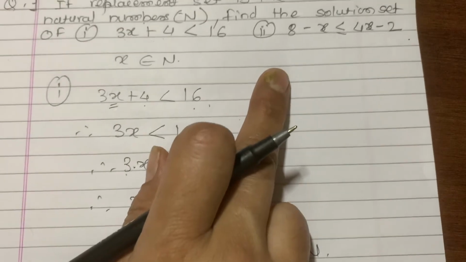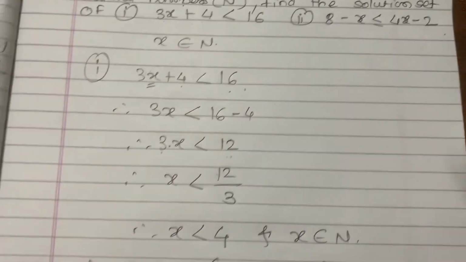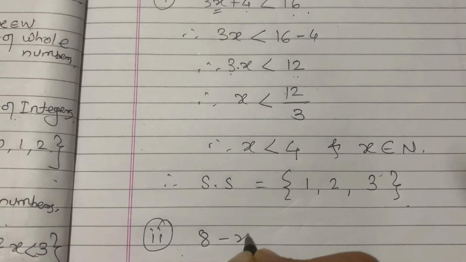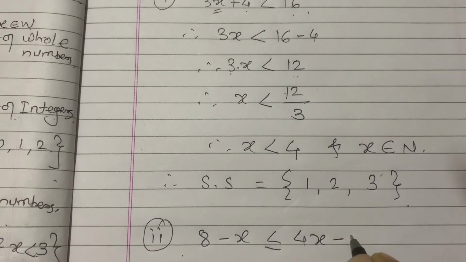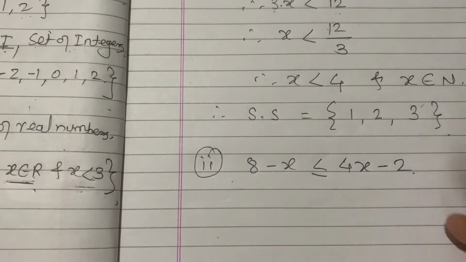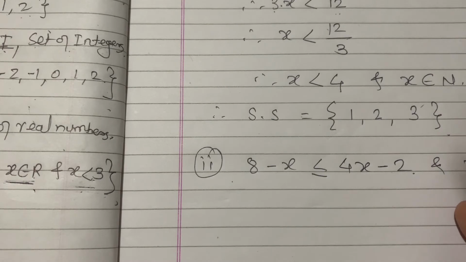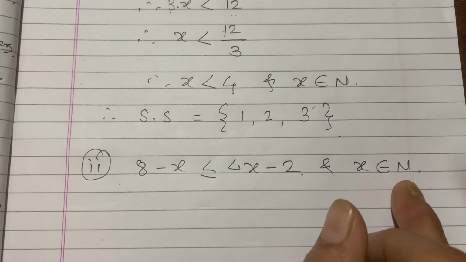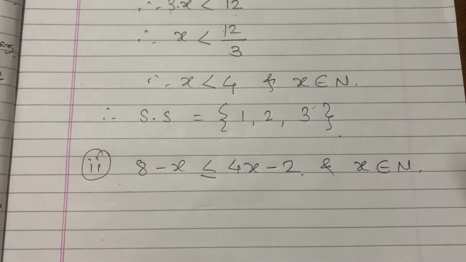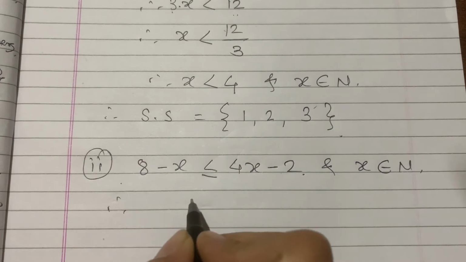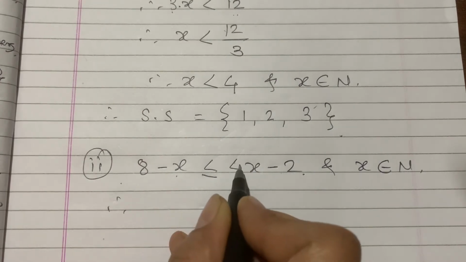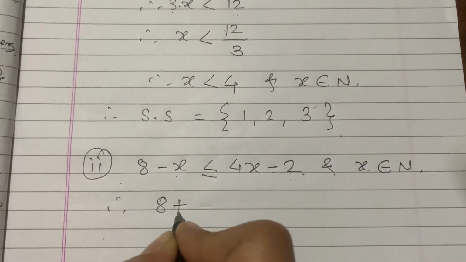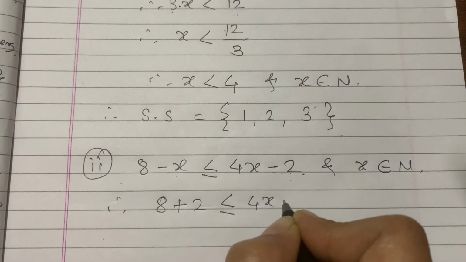Now the second example, 8 minus x should be less than or equal to 4x minus 2. We have to solve this and x belongs to natural numbers. The replacement set is the set of natural numbers. Then find the solution set. So how to find x? This is minus 2, I will take it on this side. So it is 8 plus 2 less than or equal to 4x plus x.